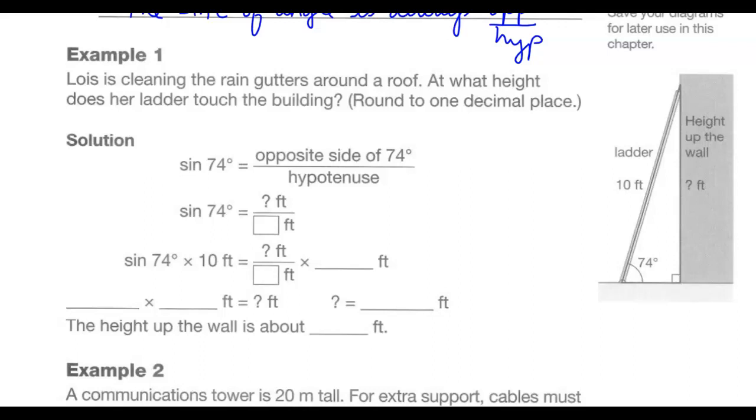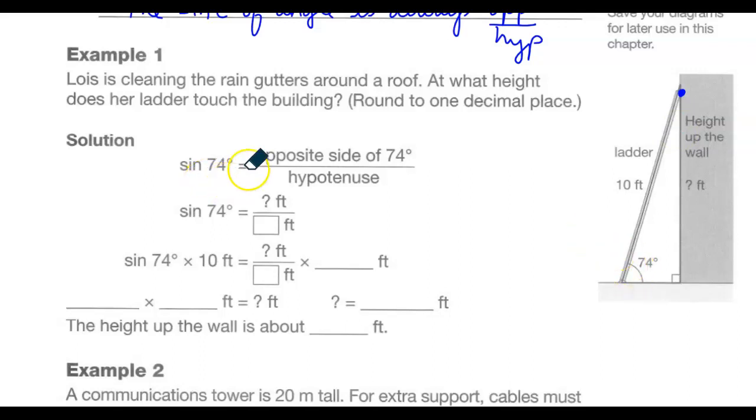So a lot of trig is application questions. Lois is cleaning the rain gutters around a roof. At what height does her ladder touch the building? Round to the nearest one decimal place. So we want to figure out what height this is above the ground. We know it's a 10-foot ladder. We're told that it's 74 degrees that the ladder forms. Oftentimes on a ladder, they'll tell you what angle is optimal for safety reasons.